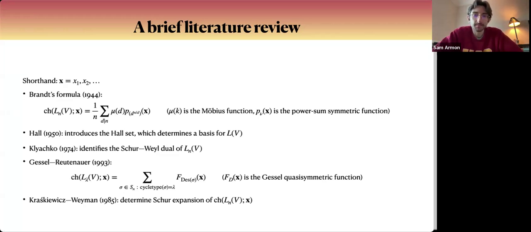Next up, in 1950, Marshall Hall introduced the Hall set, which determined a basis for the free Lie algebra as a vector space. And I'm not really going to talk about the Hall set at all. But I just wanted to mention this interesting historical note. Marshall Hall actually named it the Hall set himself, but claimed it was named after Philip Hall, who came about 15 years prior. And not to speculate past judgment or anything, but pretty cool way to name something after yourself.